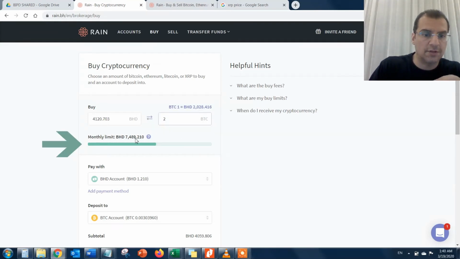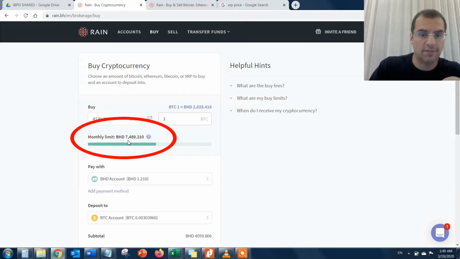There's also a monthly limit. Take a look at this. They have a cap required. This is a regulation requirement by the central bank, equivalent to 7,489 BHD, which means the total amount of your transactions should not exceed this amount within that 1 month. So just be careful of that.